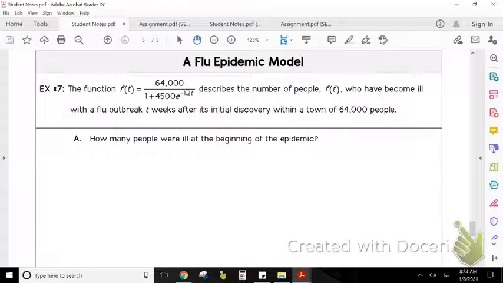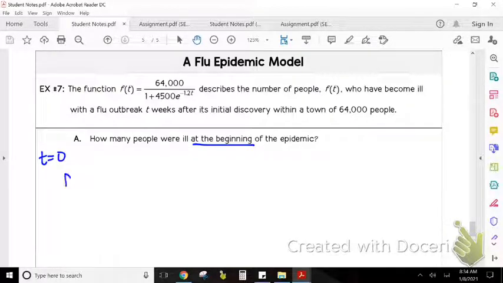All right, and then example 7, a flu epidemic model. It says a function f of t equals, that equation there, describes the number of people, which is f of t, who will become ill with a flu outbreak t weeks after its initial discovery within a town of 64,000 people. A says how many people were ill at the beginning of the epidemic. All right, so at the beginning means no time has passed. So that means that t is equal to 0.